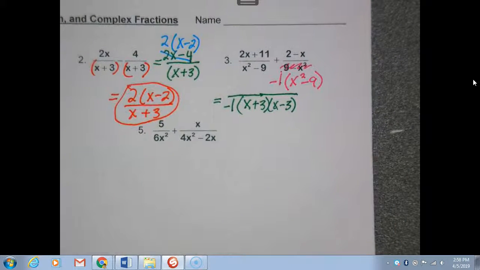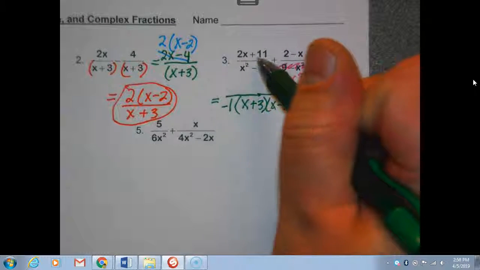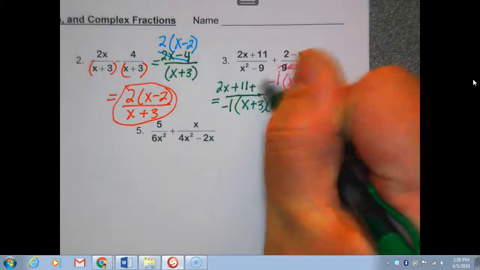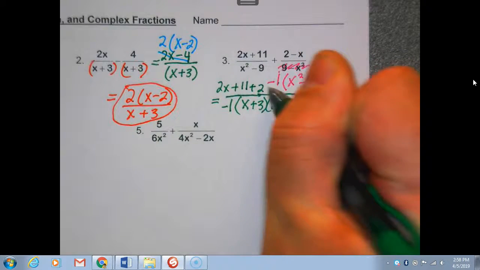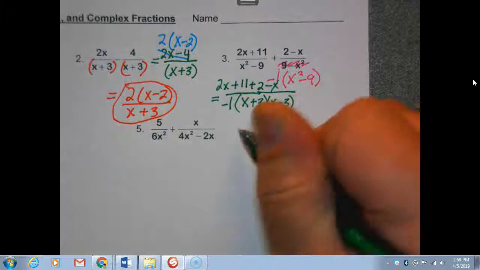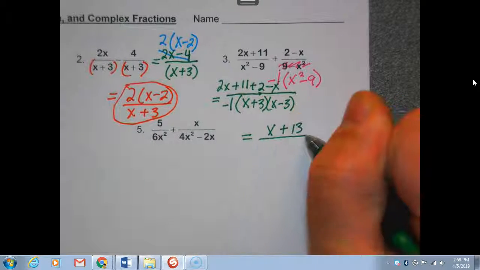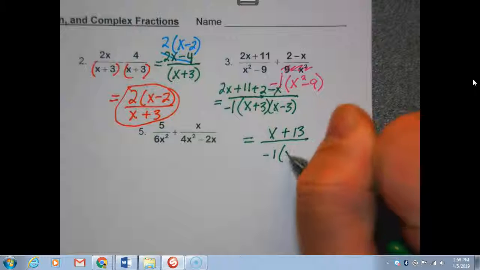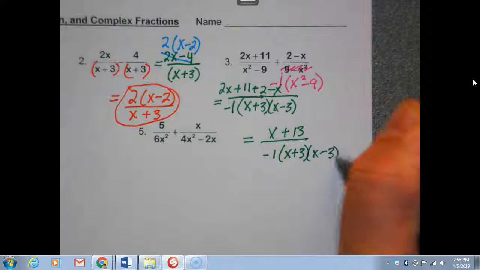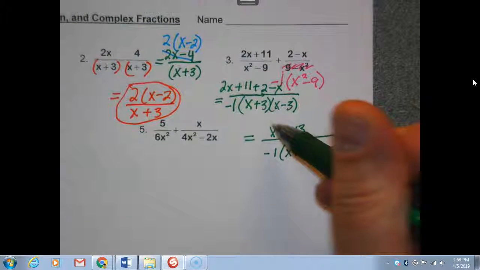Okay, now the top, I'm just going to add them, right? So I have 2x plus 11 plus 2 minus x. So I get x plus 13 over negative 1, x plus 3, x minus 3. Okay. Can I cross anything out, simplify or anything? No. So I'm good to go.